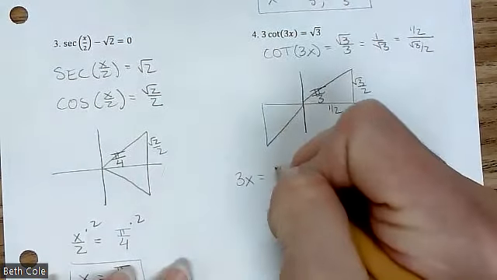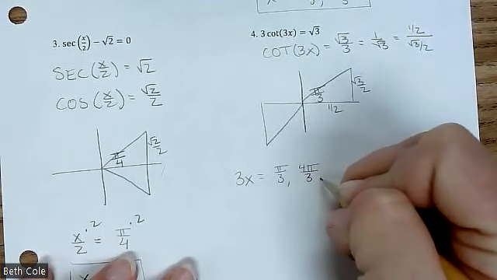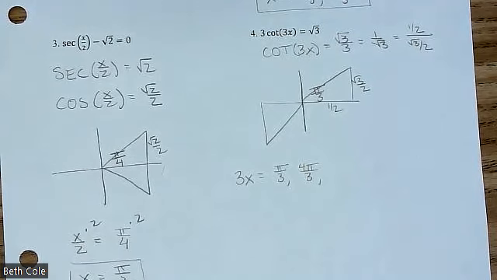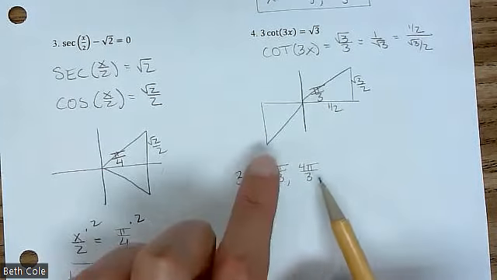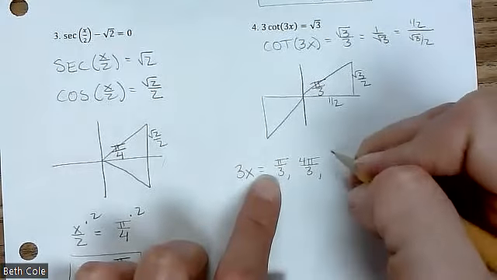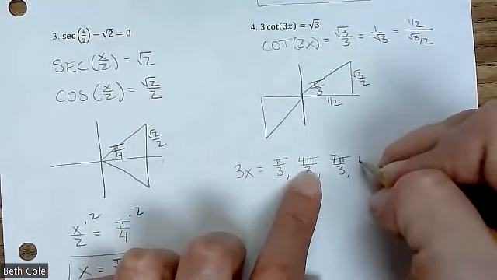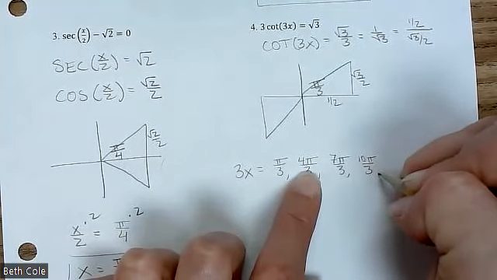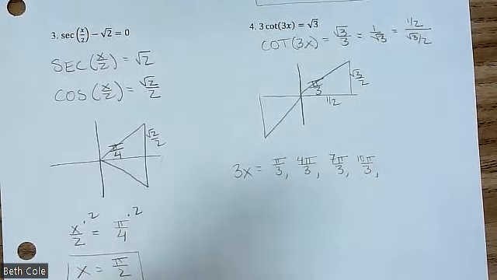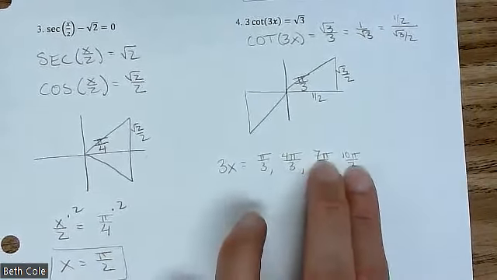First, we have pi over 3, and then this one is 4 pi over 3. Now, the whole way around is how many thirds? 6. So basically, you're just adding 6 to these numerators. So this one would be 7 pi over 3, and then this one would be 10 pi over 3. And then you just do it again. You would add 6/3 to these two.